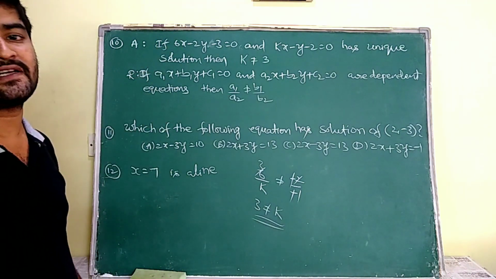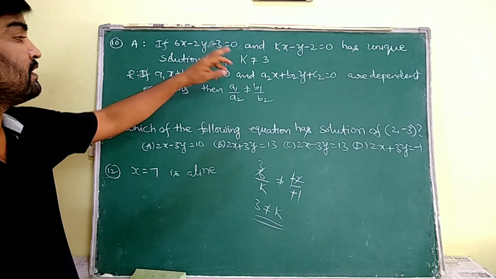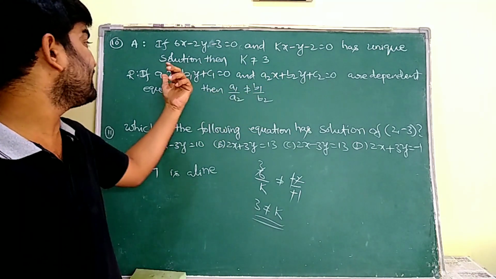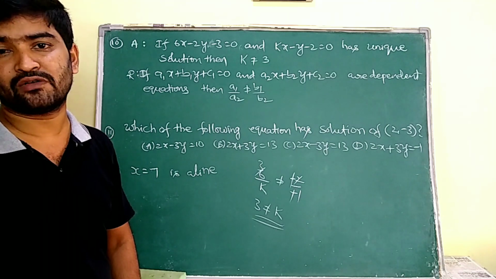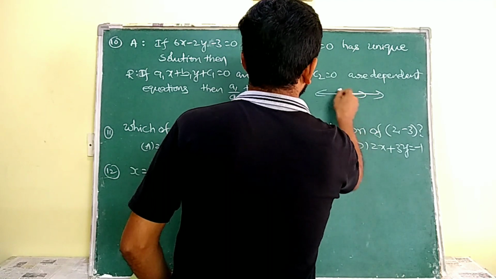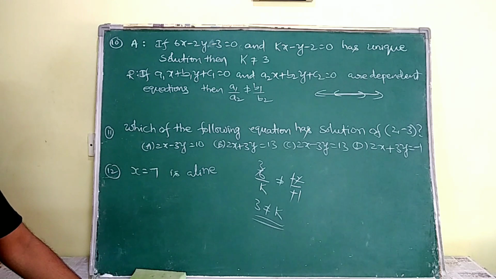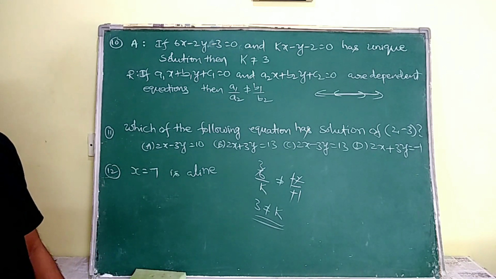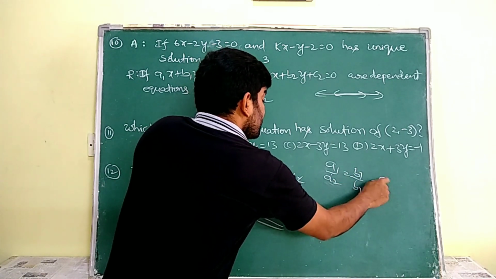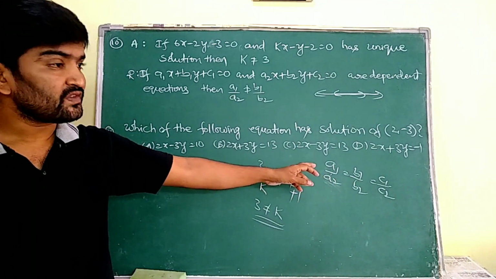Okay, now we are going to check the reason. If a1x plus b1y plus c1 is equal to 0 and a2x plus b2y plus c2 is equal to 0 are dependent equations, what does that mean? Dependent equations means these equations represent overlapping, coincident lines. For coincident lines we know the condition is a1 by a2 is equal to b1 by b2 is equal to c1 by c2. This is the condition we have to verify.